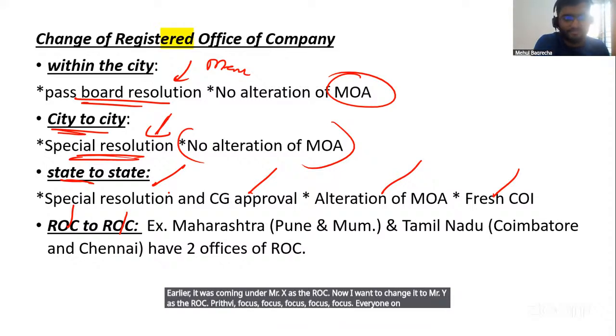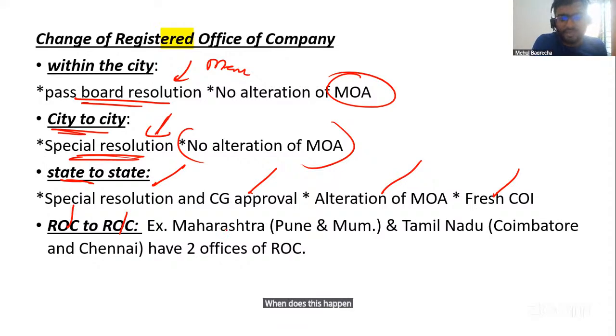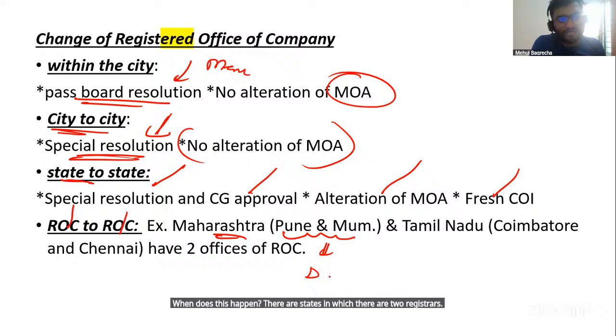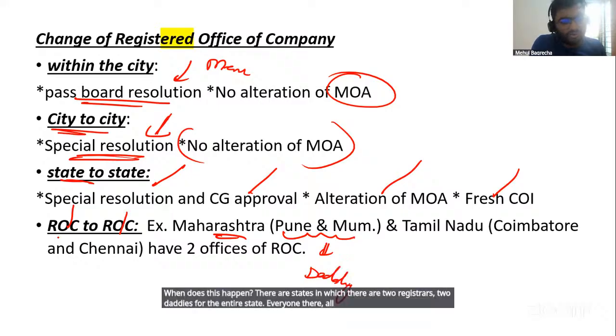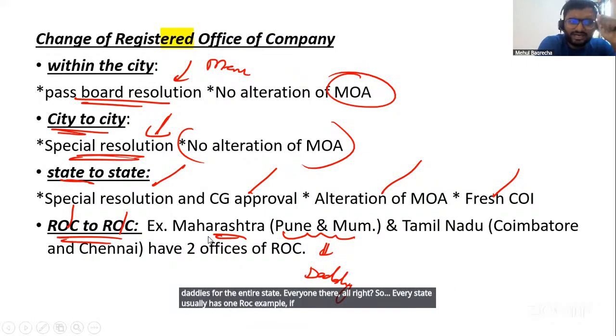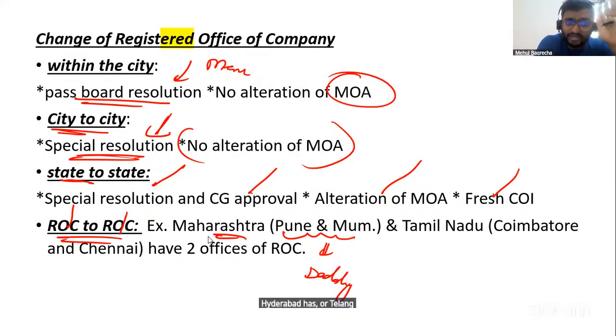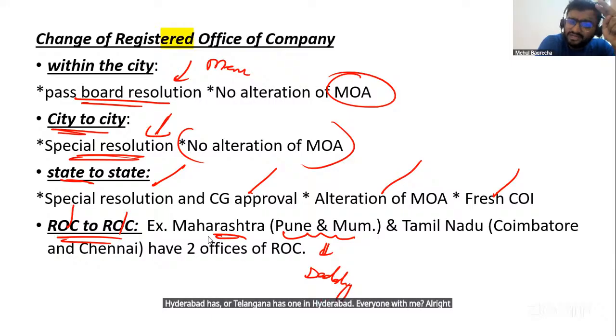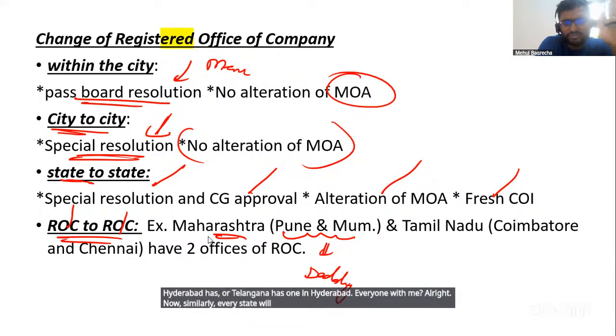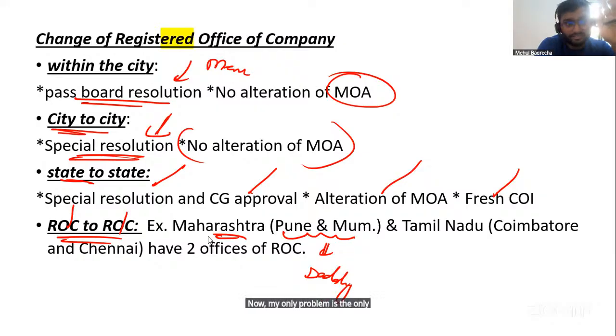Everyone on screen. When does this happen? There are states in which there are two registrars, two daddies for the entire state. Everyone there? All right. So every state usually has one ROC. Example, Karnataka has one in Bangalore. Telangana has one in Hyderabad. Everyone with me? All right. Similarly, every state will have one ROC. So whatever has to happen in that entire state will be done by this daddy. Now, my only concern is, there are a few states in which there are two daddies.